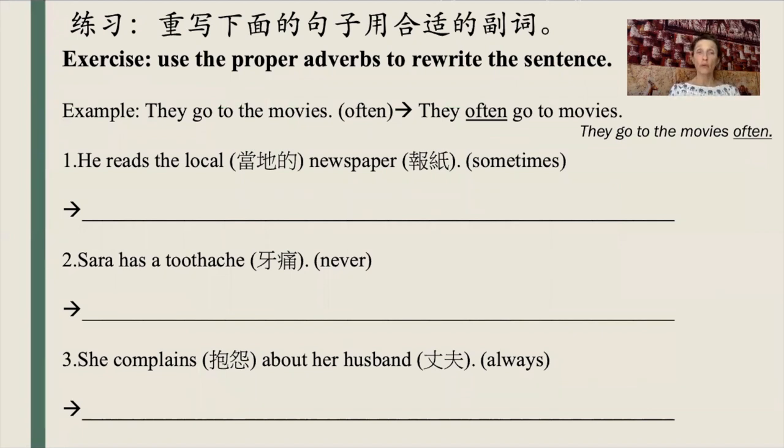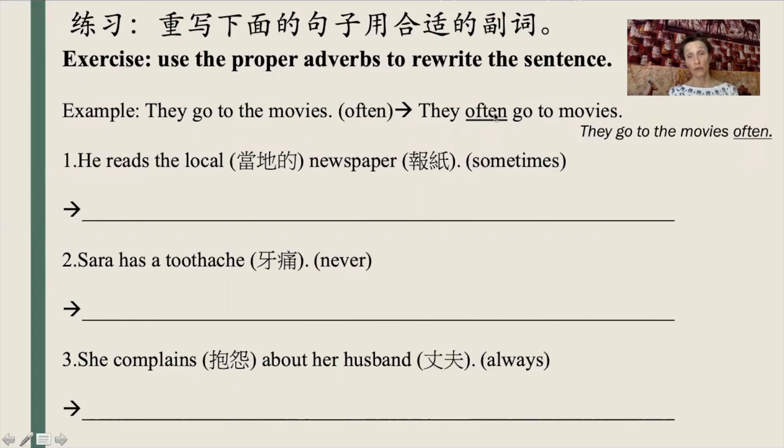But here you're going to rewrite the sentence. So 重写 the 下面 the 句子, write the following sentences and use the proper adverbs. 用合适的副词, all right? And here's an example. They go to the movies, and the word they want you to use is often. So you'd write the sentence, they often go to the movies.